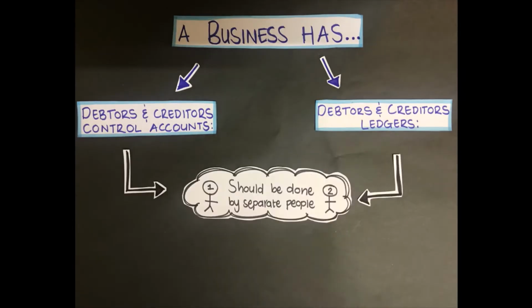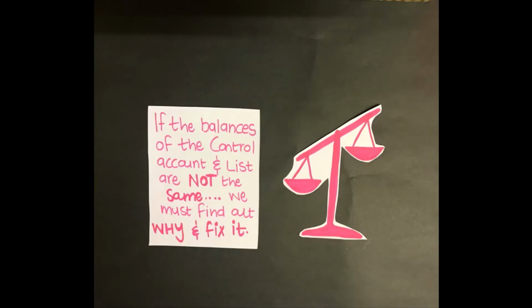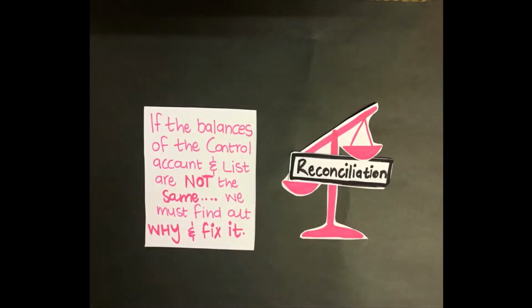What's important about these two sections is that they shouldn't be done by the same person. The main reason for this is that it's a form of internal control to avoid fraud. Sometimes the balances of the control accounts and the list are not the same, and then we should find out why and we need to fix it. That is what we call reconciliation.